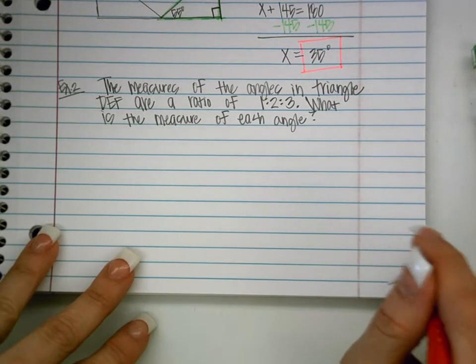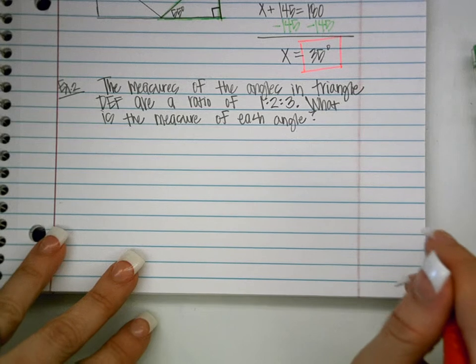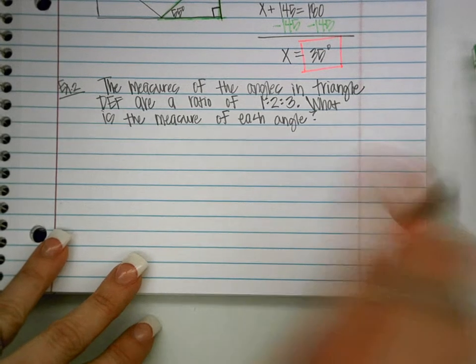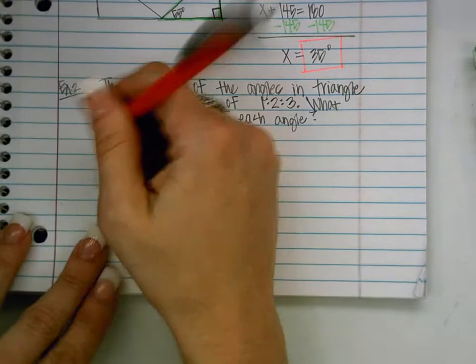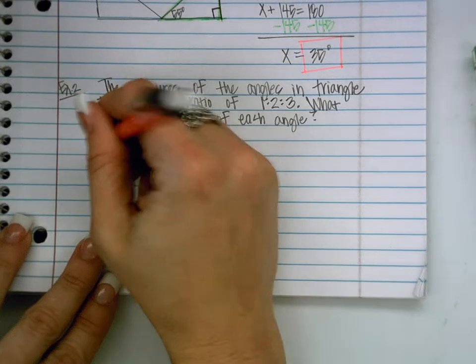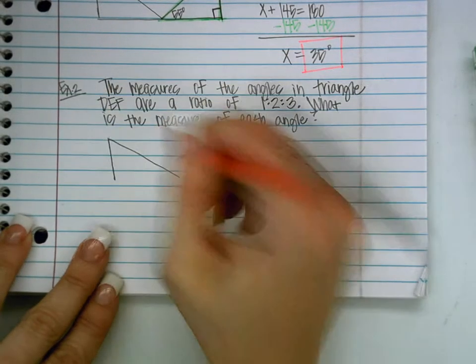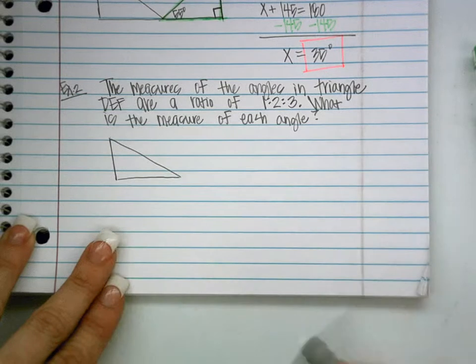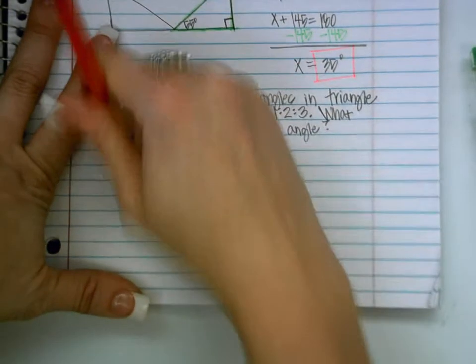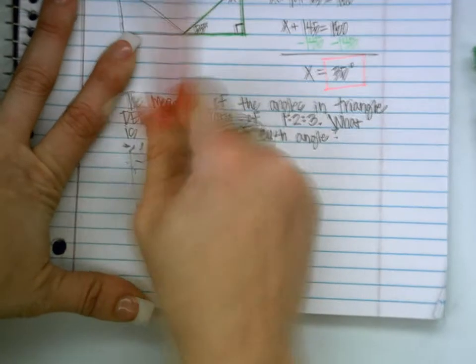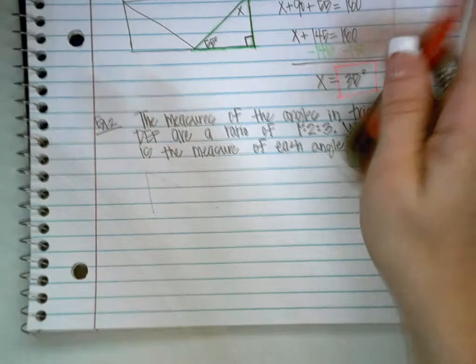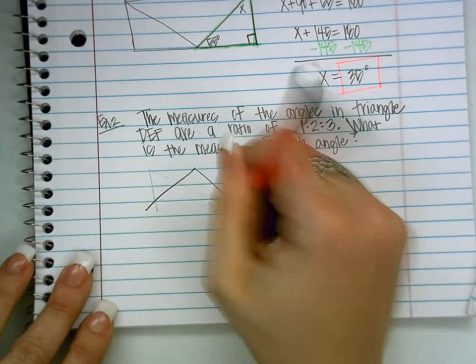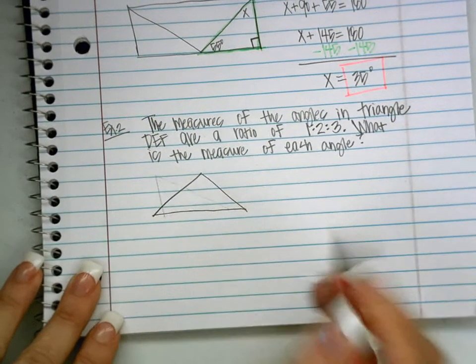You don't have to draw a picture here, but the easiest way to do this is to draw a picture. So we're just going to draw a triangle. It doesn't really matter if it's perfect. Actually, I'm sorry, we probably don't want to draw one that looks like it has a right angle. That's a bad idea. So let's just draw a triangle like this.